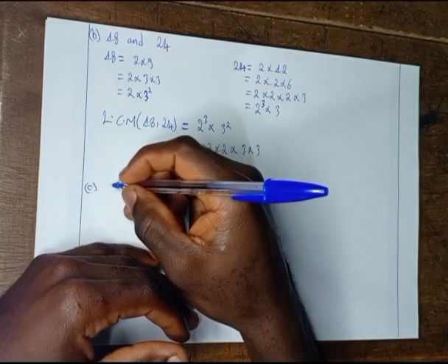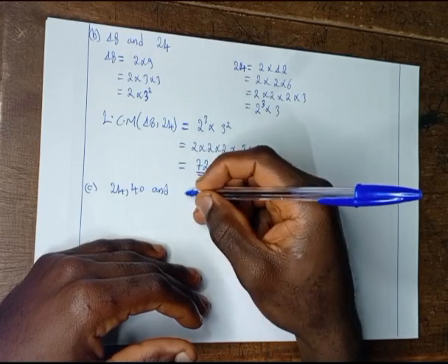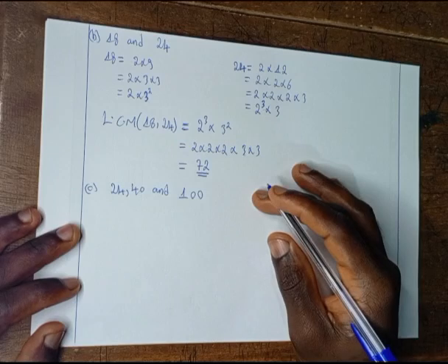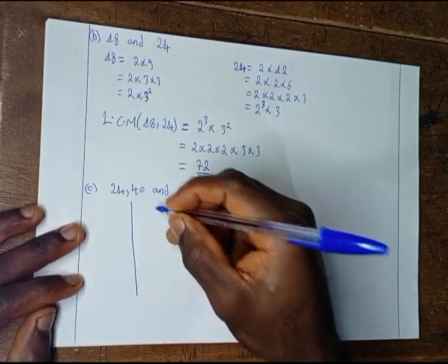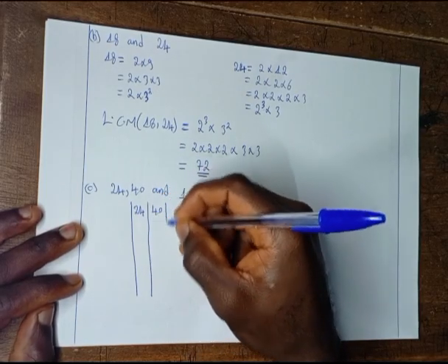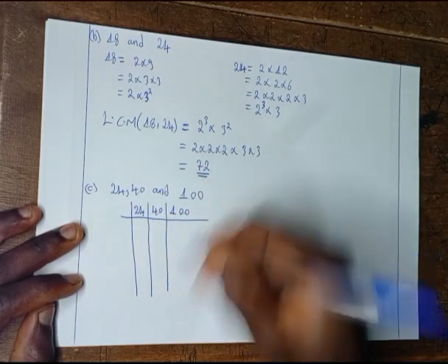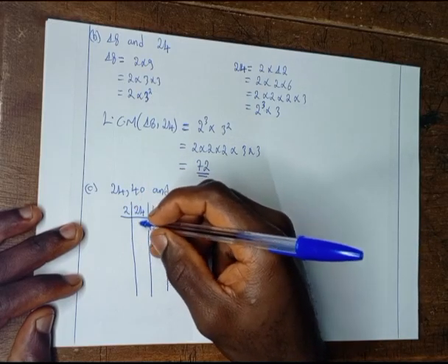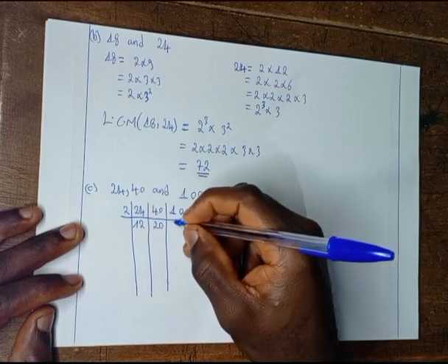We go now to question C. For question C, we have 24, 40, and 100. We have to find this LCM. In this case, we are going to make use of the method of division. Let's write the numbers. First, we have 24, next 40, and lastly 100. We know a prime factor which is common to these three numbers, 2. 24 divided by 2 gives us 12. 40 divided by 2 gives us 20. 100 divided by 2 gives us 50.